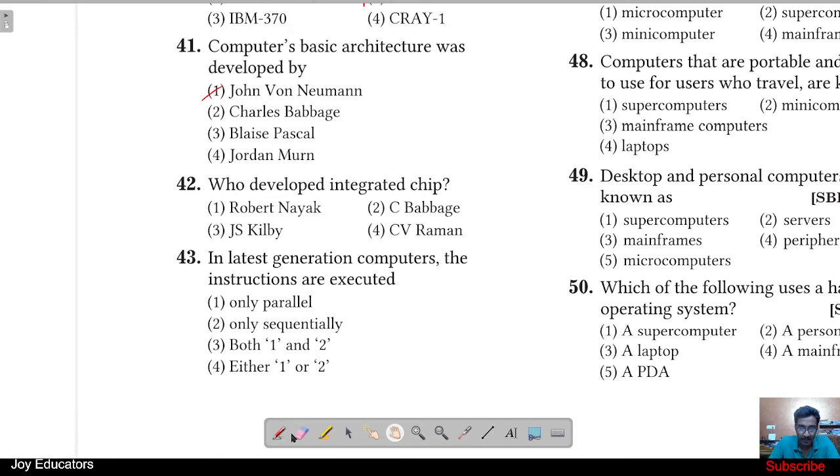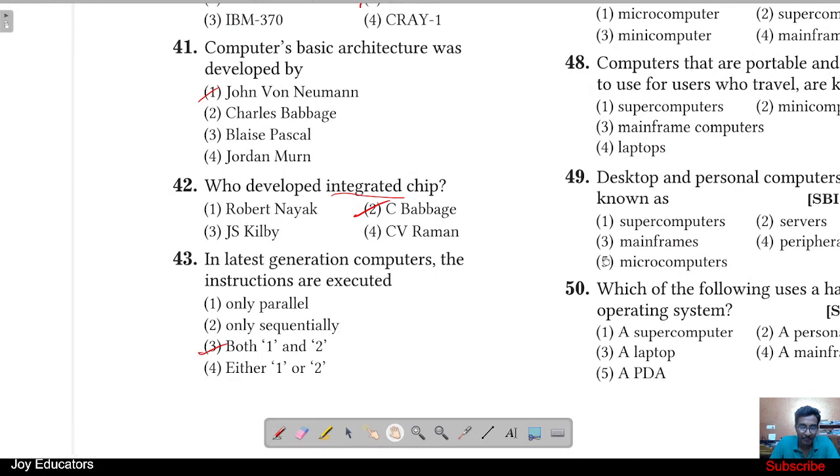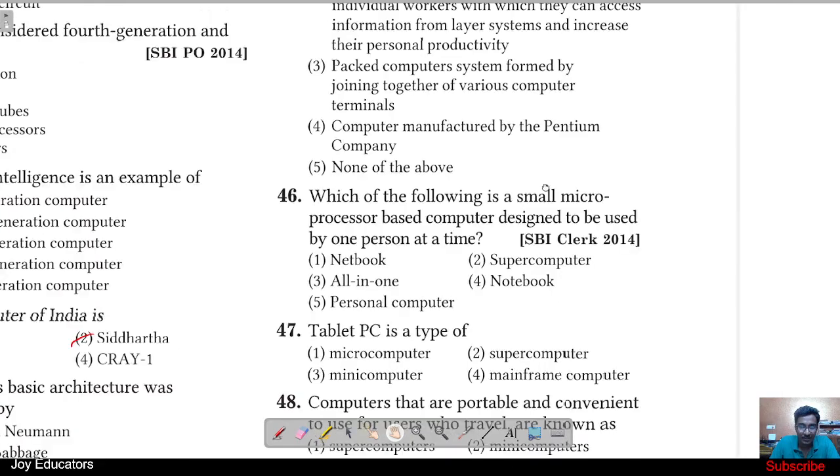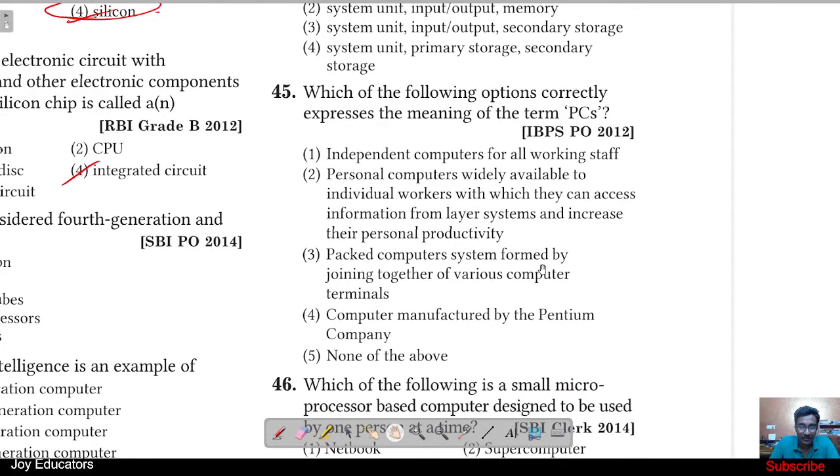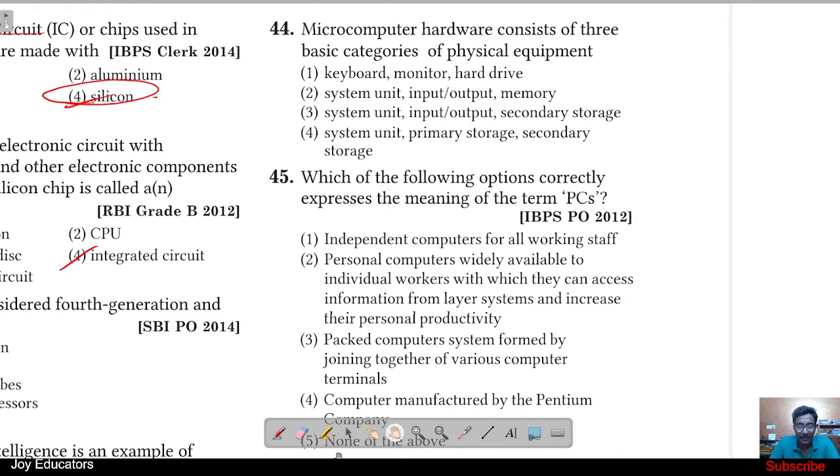Who developed the integrated chip? Robert Noyce. Uh, IC was invented by Babbage. Okay. In the latest generation computers, the instructions are executed in parallel and sequential. Parallel. Okay. Microcomputer hardware consists of three. What are those three? Perfect.